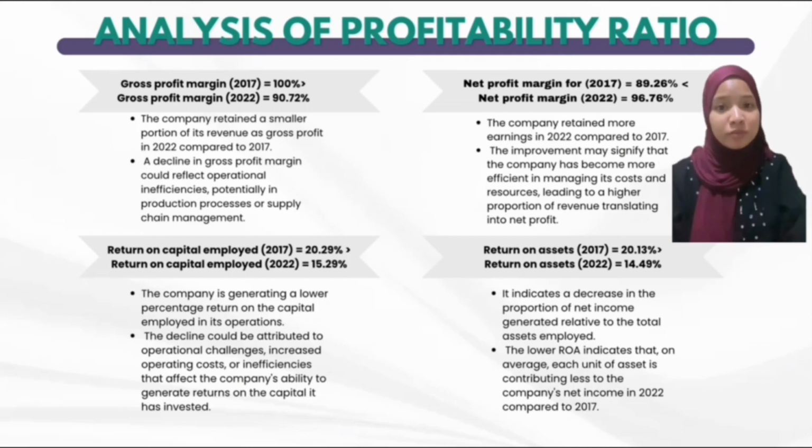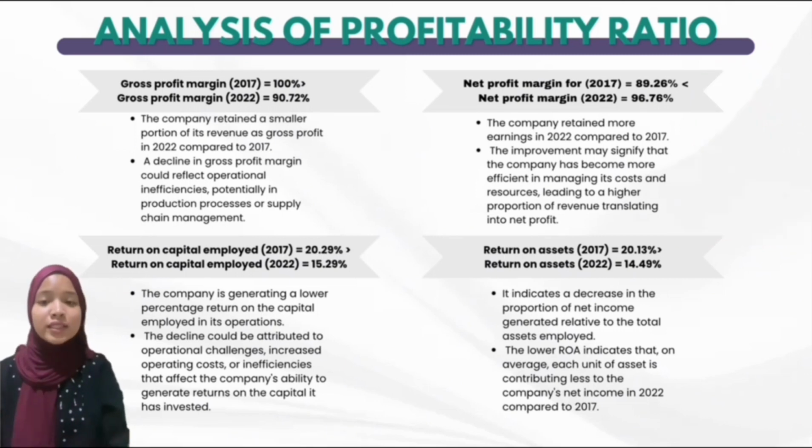Next, the change in the net profit margin from 89.26% in 2017 to 96.76% in 2022 indicates an improvement in the profitability of the company over the 5-year period. The increase from 89.26% to 96.76% suggests a positive growth in the net profit margin. This indicates that as a percentage of the revenue, the company retained more earnings in 2022 compared to 2017. The rising net profit margin implies enhanced profitability for the company. The improvement may signify that the company has become more efficient in managing its costs and resources, leading to higher proportion of the revenue translating into the net profit.